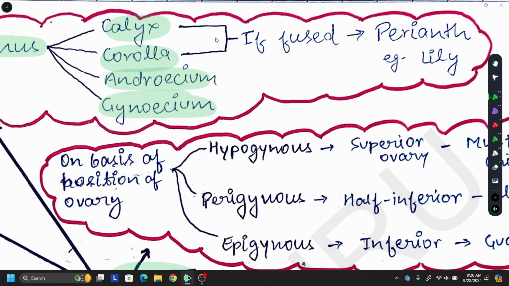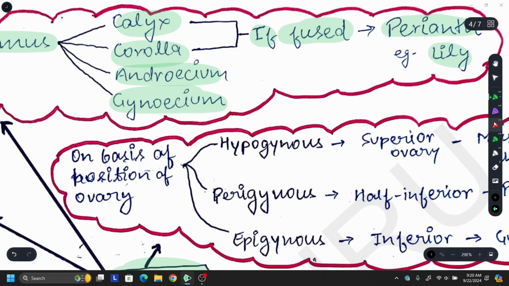Now, if calyx and corolla are fused to each other, they will look as one. If calyx and corolla are fused, they are called perianth. For example, in lily, in family Liliaceae, which was earlier in your syllabus but is not in your syllabus anymore, you don't have to study the family, but you have to know that in lily perianth is formed, because this is the part which is in the syllabus. So in lily, the calyx and corolla are fused, and together they are known as perianth.